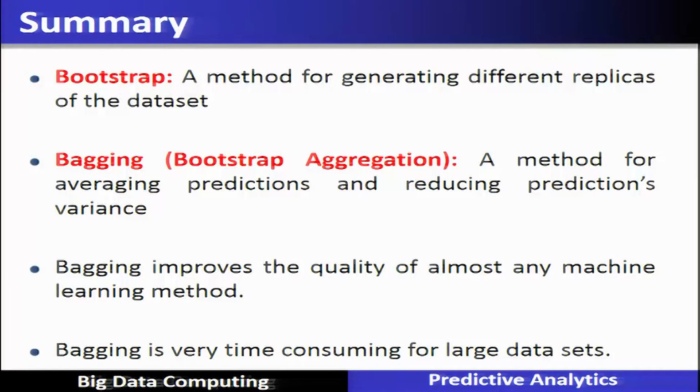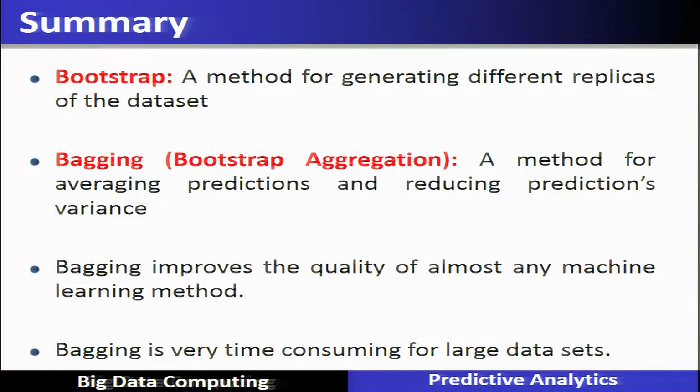Now, in short, let us summarize these two basic concepts which are going to be used in the random forest algorithm, which we are going to discuss next. The bootstrap is a method for generating different replicas of the data set, and bagging is bootstrap aggregation. This method is based on averaging predictions and reducing the prediction variance.